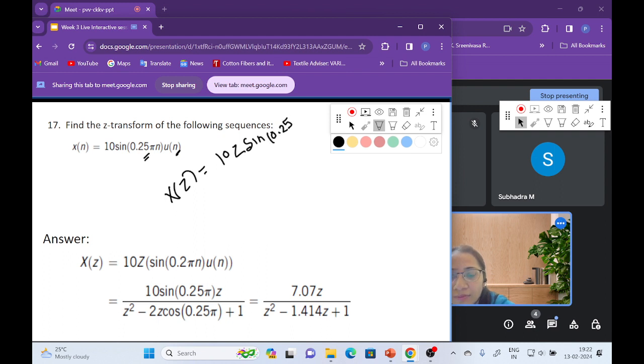0.25 pi, and it is not there as it is, z square minus 2z cos a, where a is 0.25 pi, plus 1. And try to find out the value of sine 0.25 pi in the calculator.